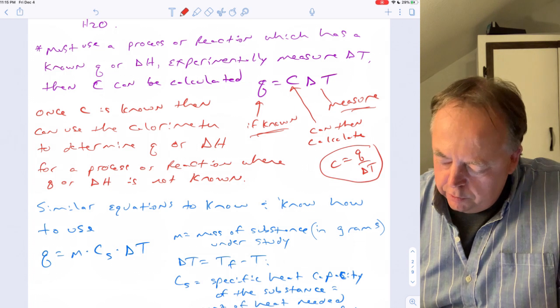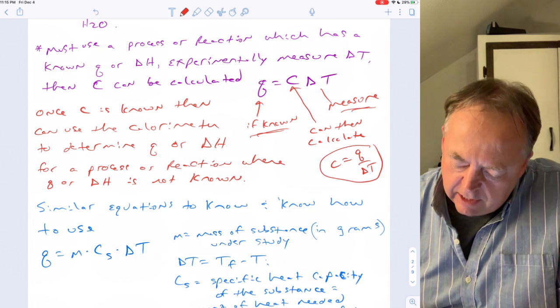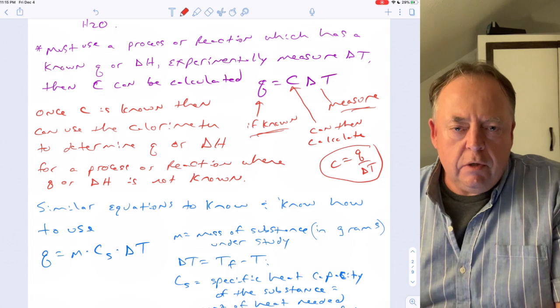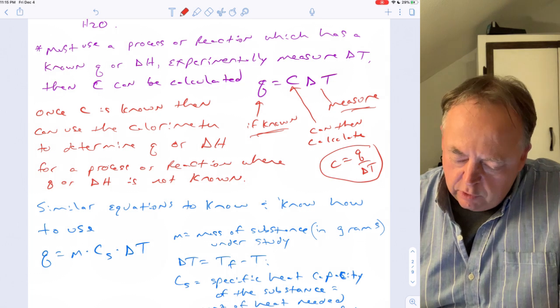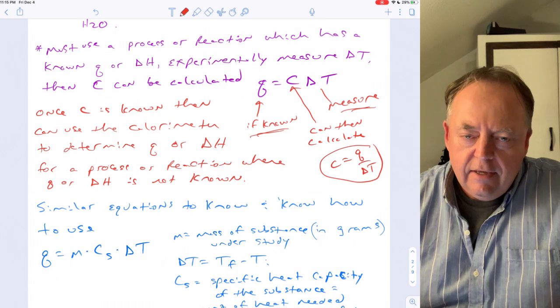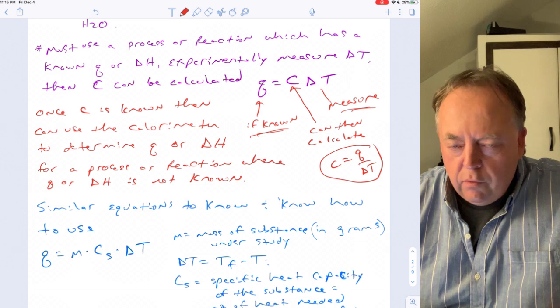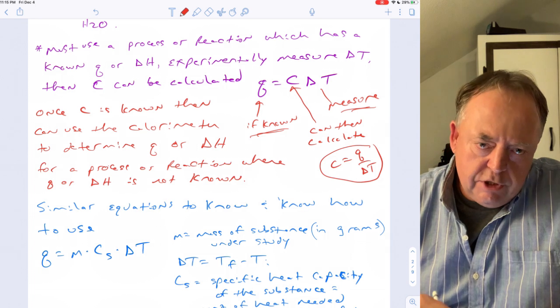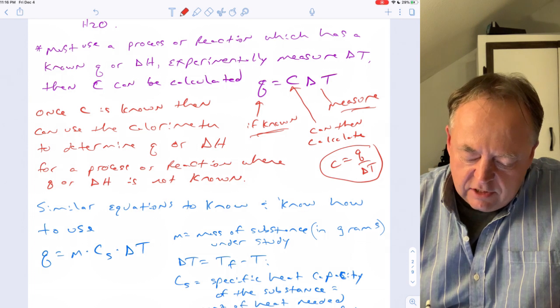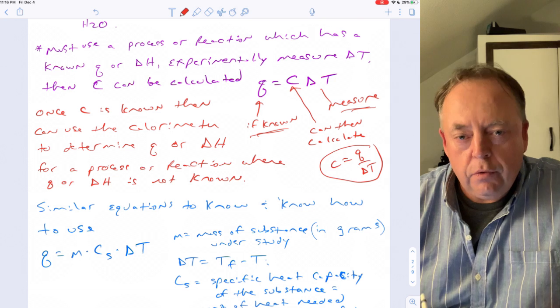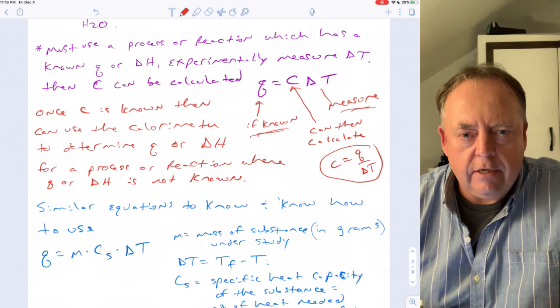C would just be equal to Q over delta T, or delta H over delta T if you knew what Q or delta H was. So if you studied a known reaction in the calorimeter, you can figure out what C is, and then once you know what C is, you can use that to study reactions where you don't know what Q or delta H is.